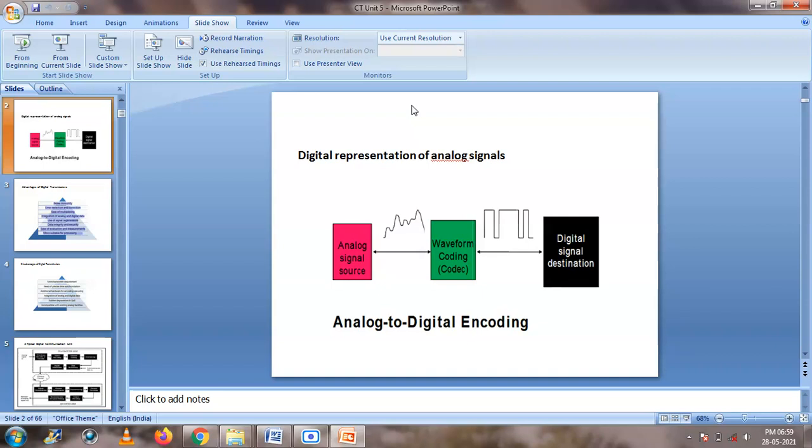So for the conversion process, that is the information we get from Unit 5. An analog signal is a sine wave nature signal, and a digital signal represents zeros and ones, and digital destination.